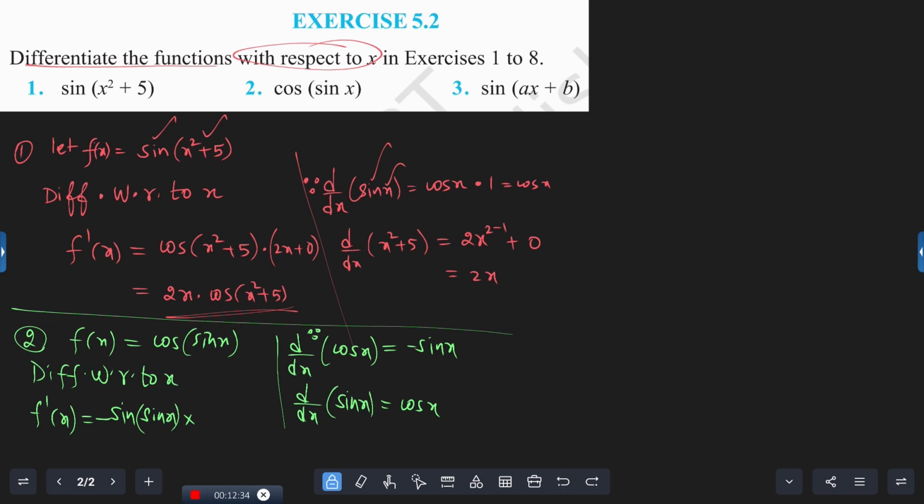Angle sin. Sin derivative is what? Cos. So that into cos x you will be getting, into again, see, cos derivative minus sin. Sin derivative is cos. Now this angle x derivative, what? X derivative is 1.